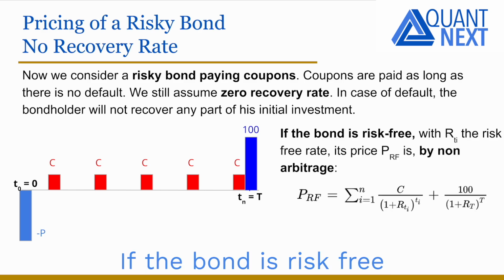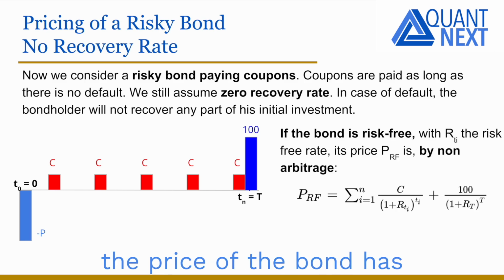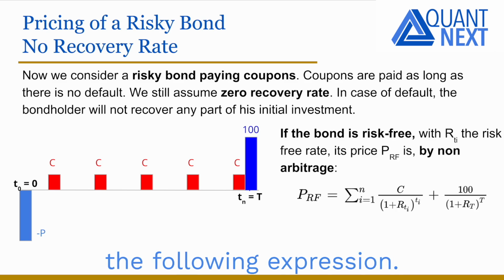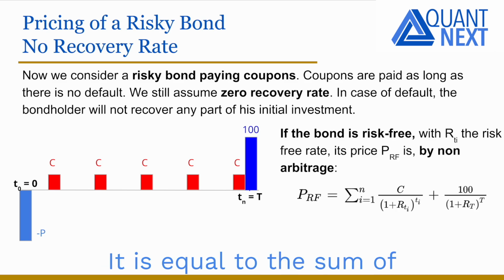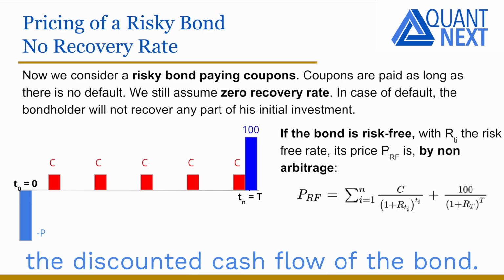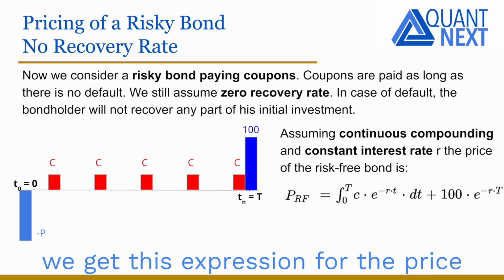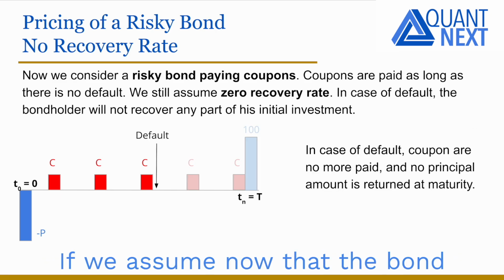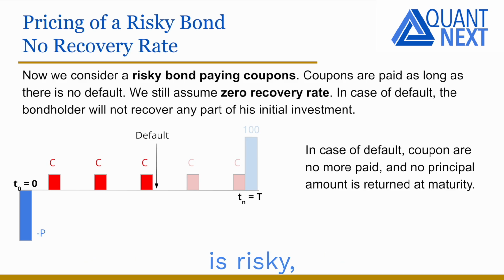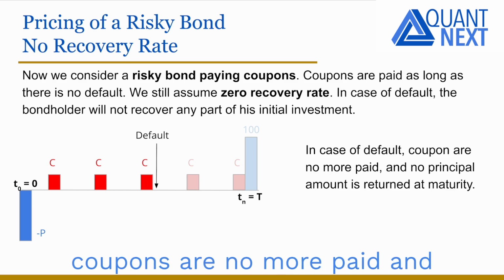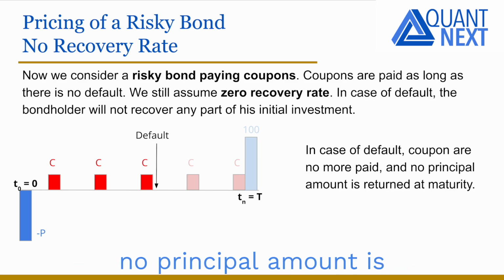If the bond is risk-free, by non-arbitrage, the price of the bond has the following expression. It is equal to the sum of the discounted cash flow of the bond. With continuous compounding and constant interest rate, we get this expression for the price of the risk-free bond. If we assume now that the bond is risky, in case of default, coupons are no more paid and no principal amount is returned at maturity.